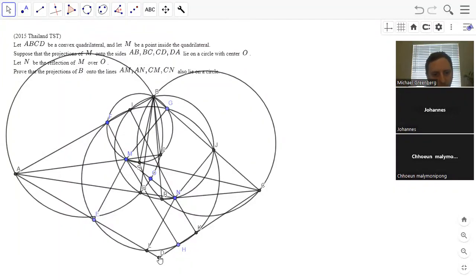So we want to show that DMP equals, or DMC equals BMP. BMP is BFP, so maybe that would help. We want to show DMC is BFP.